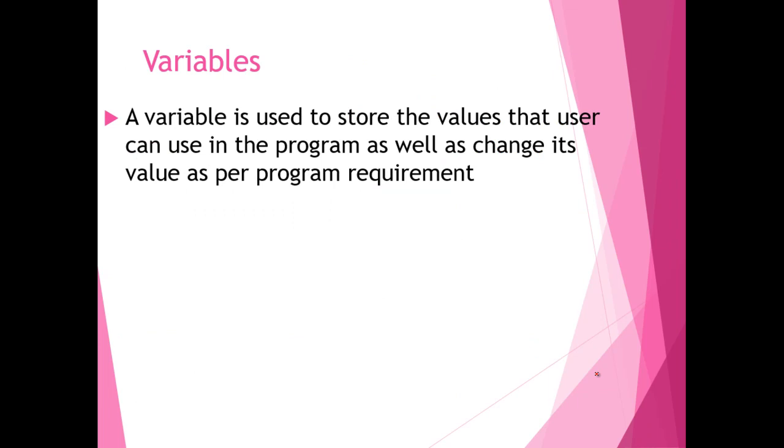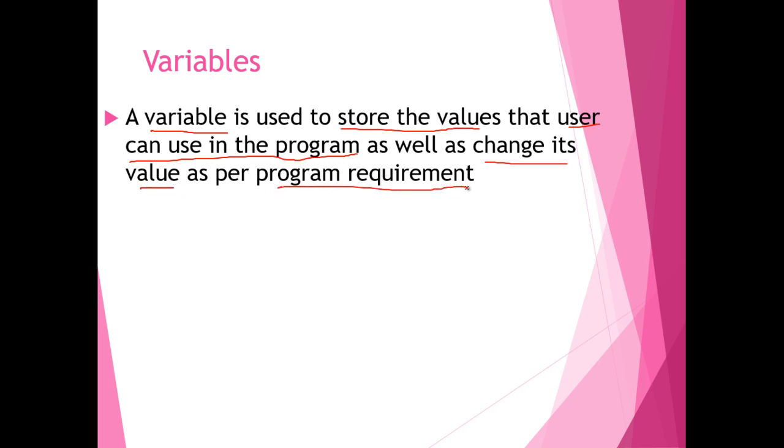Now after learning about these things, let's come again to the topic, that is variable. As we have already discussed, a variable is basically a type of identifier which is used to store the value that the user can use in the program. Why do we use a variable? For storing the value. And what is the purpose of storing the value in the variable? So that we can use those variables in our program, and also we can change its value whenever required in our program, right?